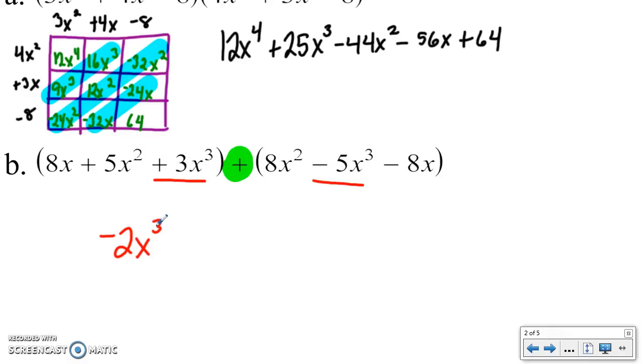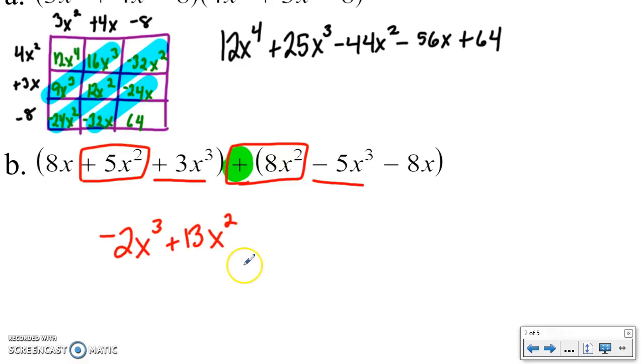Remember, when we're adding and subtracting, our variables and exponents don't change. So next biggest exponent is x squared. So I have 5x squared and 8x squared. 5 plus 8 is 13x squared. And then the last one here, we have an 8x and a negative 8x. Positive and negative are going to cancel each other out, so I don't have any x's left. So my final answer is negative 2x to the 3rd plus 13x squared.